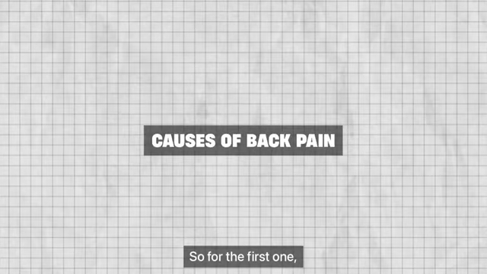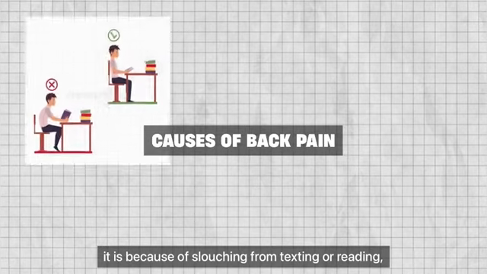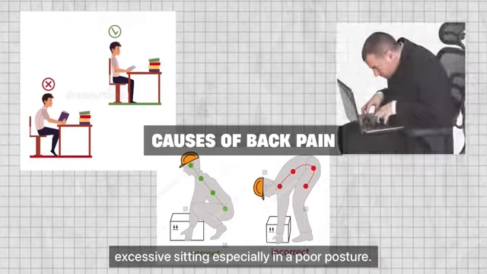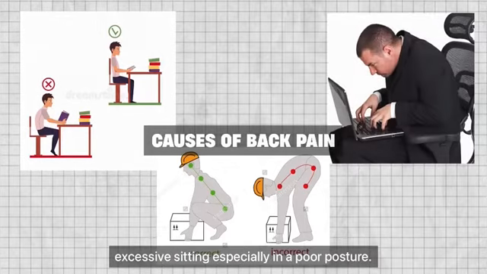For the first one, it is because of slouching from texting or reading. Another is rounding your spine when you pick things up or bend down, and the last one is excessive sitting, especially in a poor posture.